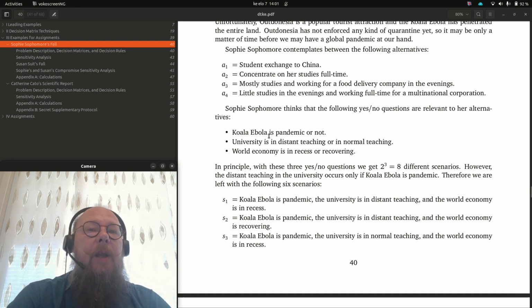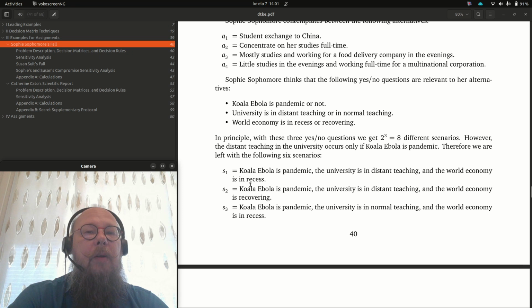Now we have 3 yes or no answers, and in principle this gives us 2 to the power 3 equals 8 different scenarios. However, there is this restriction that the distance teaching at the university only occurs if koala Ebola is pandemic. So if there is no pandemic, there is no distance teaching but normal teaching. So this means that we are left with 6 scenarios. So what are the 6 scenarios?